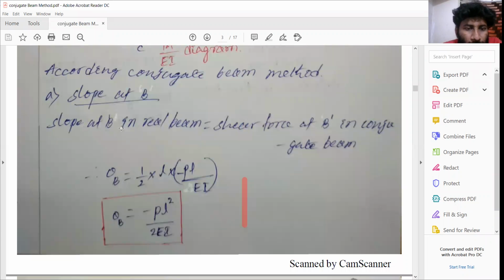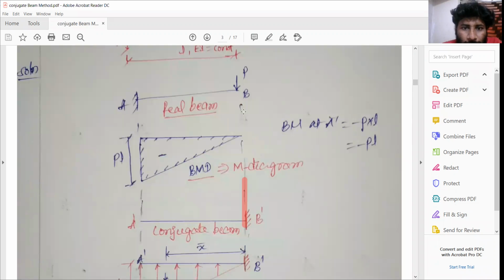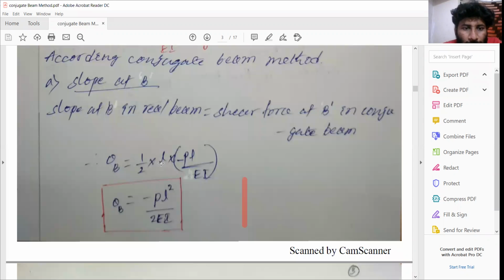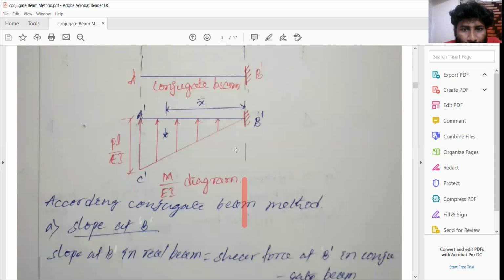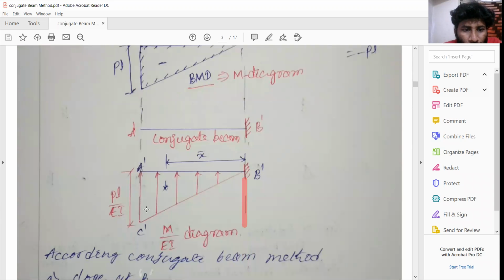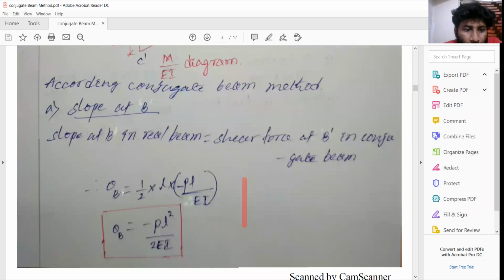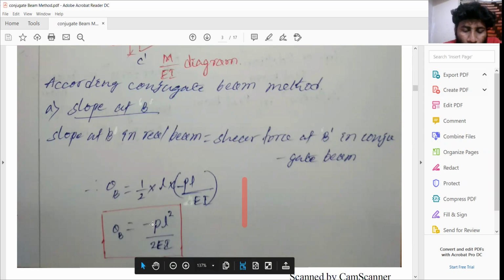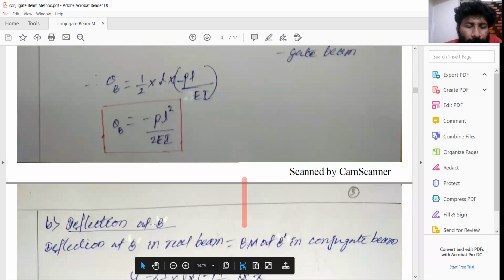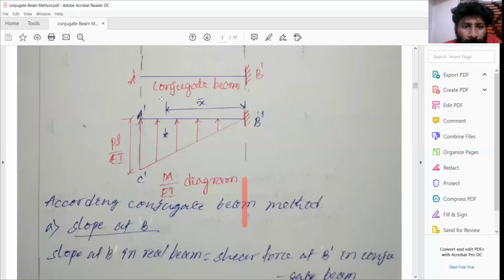So you can see that the slope at B in the real beam is equal to the shear force at B in the conjugate beam. So I'm taking here theta B. Theta B is equal to whatever the force which is acting left of the section. So left of the section, what is the force? This is the total force. So half, this is a triangle, half into base L into PL by EI. So it's negative again. So you can see that theta B is equal to half into L, the total length, minus PL by EI because it's acting upward. So simplify this, that will be the slope at B. So that's very simple, just taking the shear forces on the left of the section.